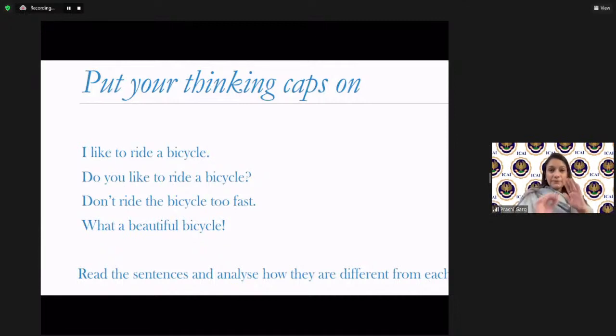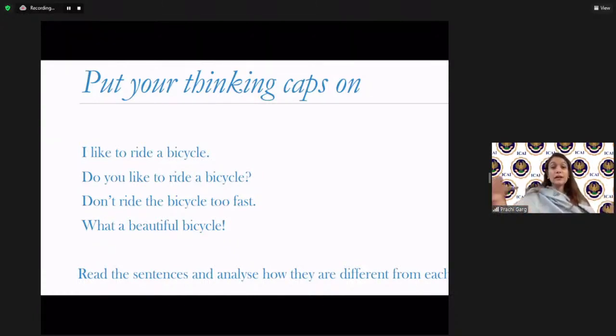So clearly, the first sentence is a simple sentence. It's a simple declaration, somebody just trying to say simply what they like. I like to ride a bicycle. It's a simple sentence. The next sentence is a question, right? Do you like to ride a bicycle? There's a question mark at the end, so it is obvious that this is a question.